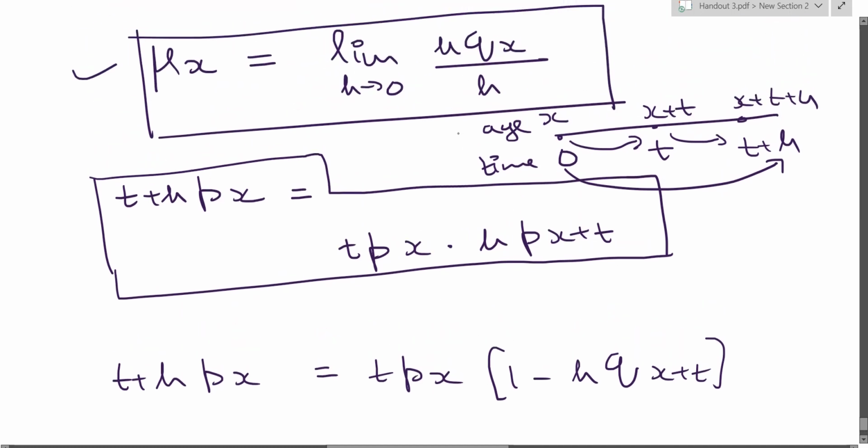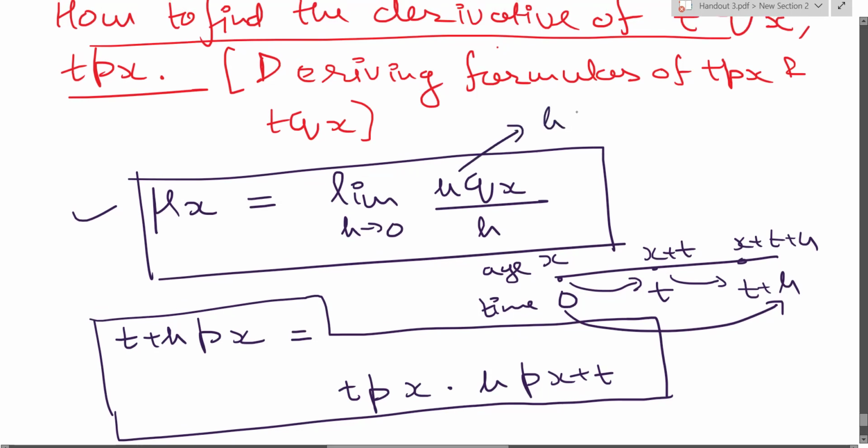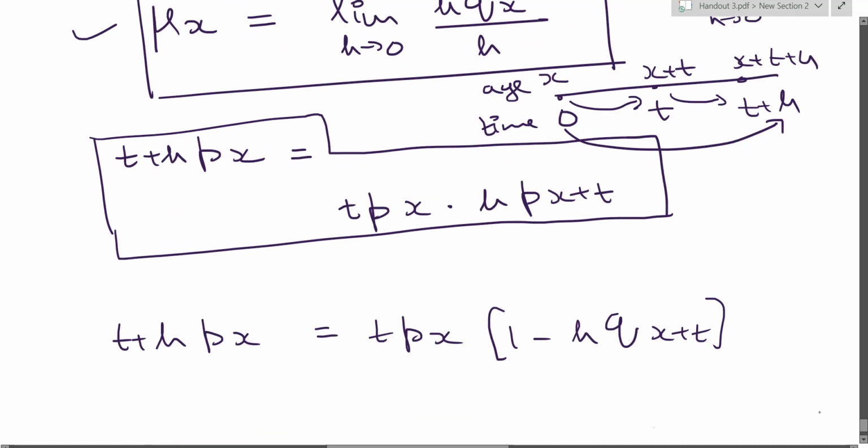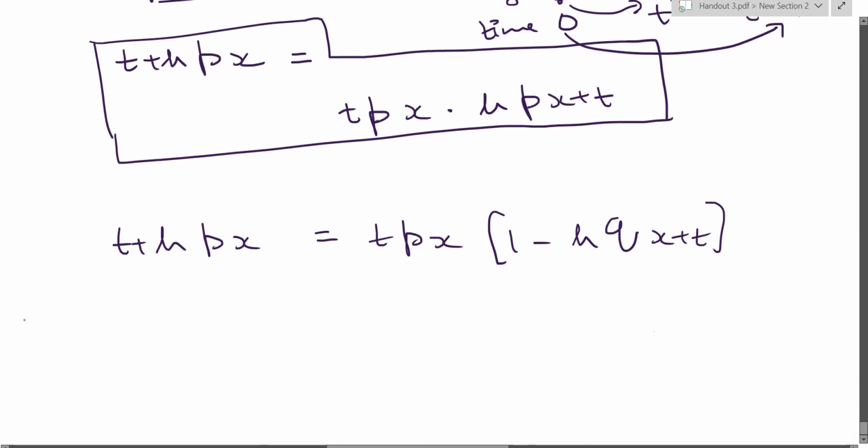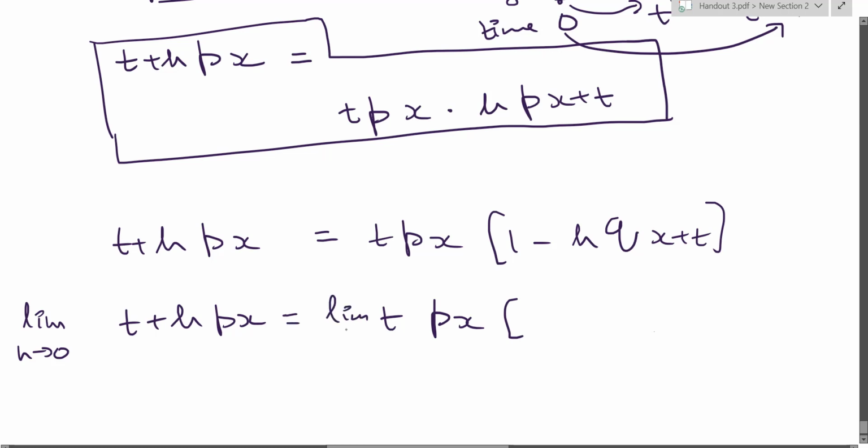And now hqx plus t can actually be solved using this definition. So if I say hqx was equal to h times mu x, right? If I multiply with h on both sides, considering that h is a very small number, so you have to take limit h tends to 0. So let me do both of these things. So if you take limit h tends to 0, you can write hqx as h times mu x. So if I do that here, I can say t plus h px, taking limit h tends to 0, is equal to, limit applies to both sides, tpx, or let me write limit here as well, limit h tends to 0, tpx times 1 minus h times mu x plus t. Okay, so this is how it works.